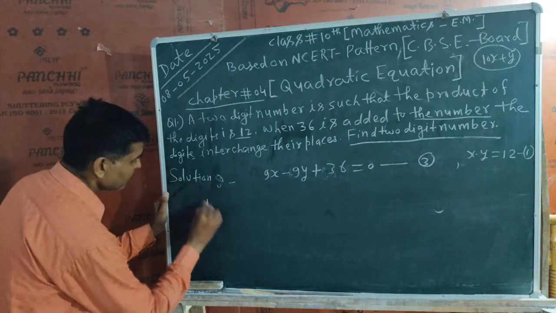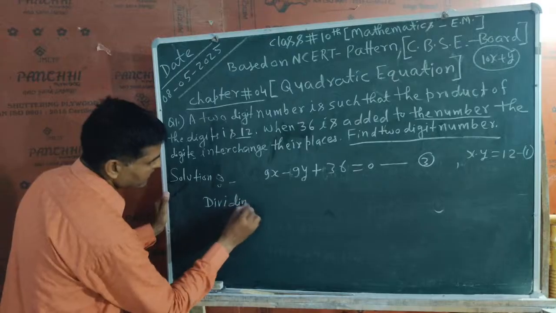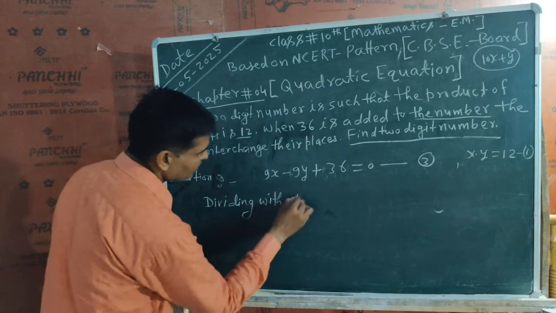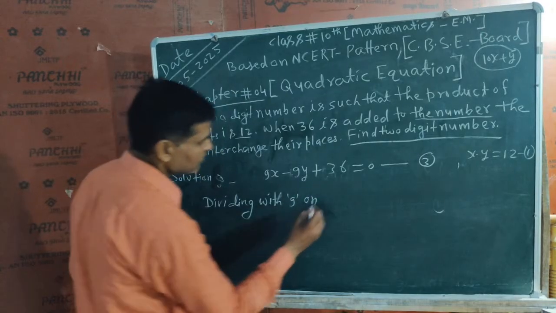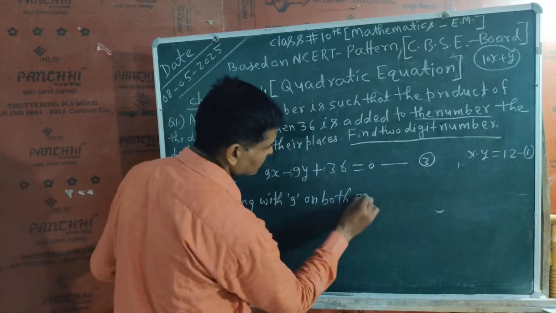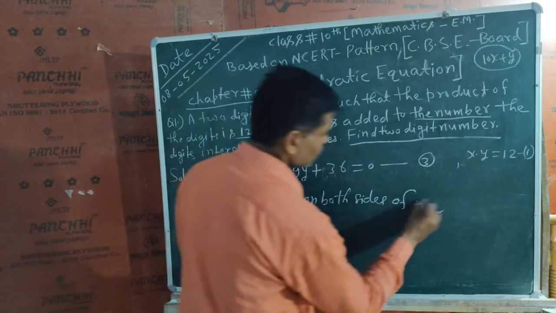Here I will type: dividing both sides of the equation by 9.